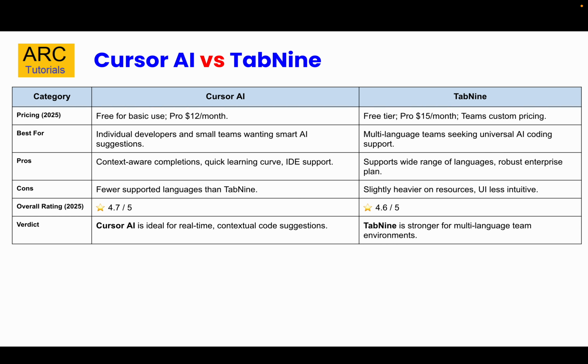The final verdict on Cursor AI versus Tabnine is that Cursor AI is ideal for real-time contextual code suggestions, whereas Tabnine is much stronger for multi-language team environments. That's my take on Cursor AI versus Tabnine coding assistants.